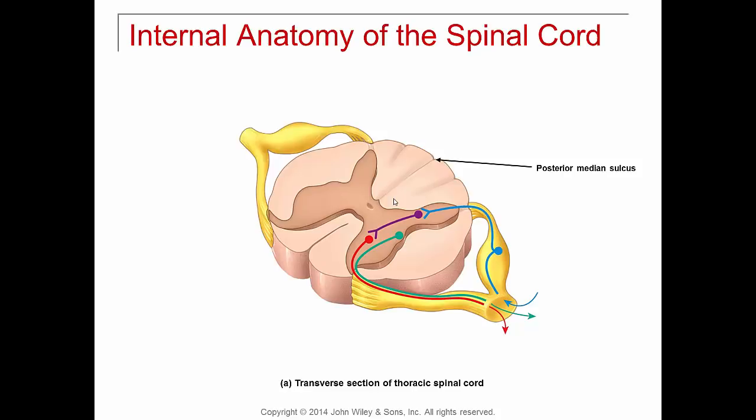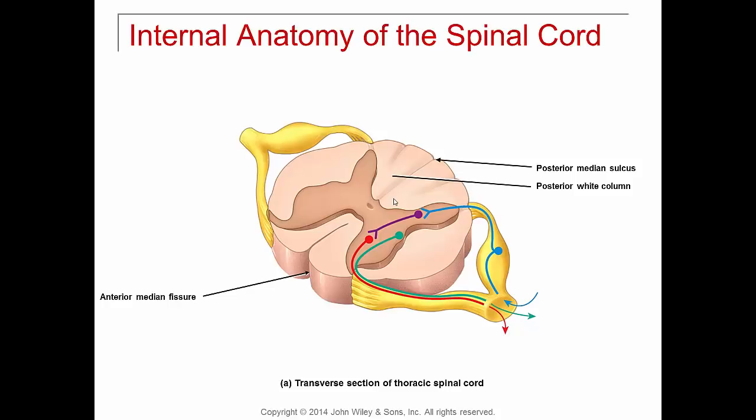On the posterior side, we have a narrow groove called the posterior median sulcus. And on the anterior side of the spinal cord, we have a larger groove called the anterior median fissure. You can also notice that the sulcus and the anterior median fissure partially divide the spinal cord into two halves. Each half of the spinal cord is pretty much a mirror reflection, creating symmetry between the two sides.